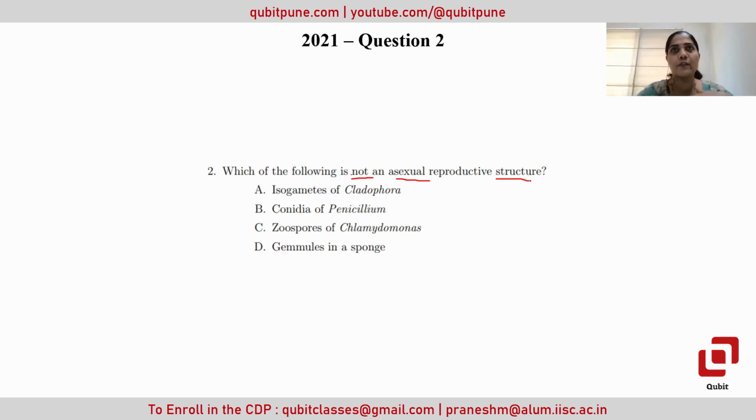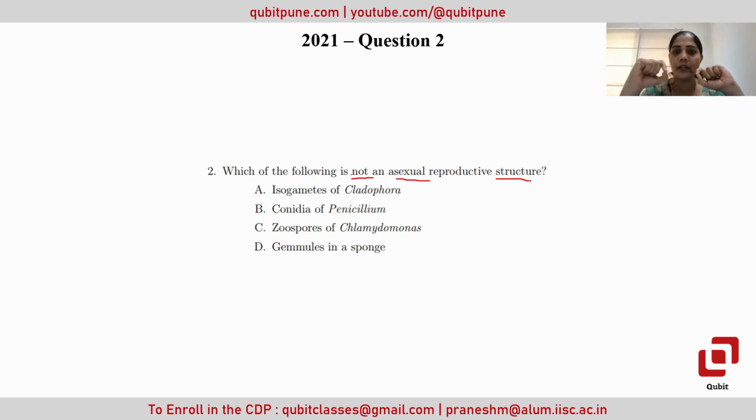Okay. This question is from the plant kingdom, the part on plant classification. There are two types of reproduction. One is asexual, where gametes are not involved, and the other is sexual, where gametes are involved. Even if you don't know the detailed structure, if you haven't gone through it, you can reason out this statement very easily.